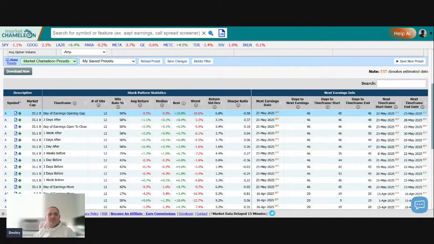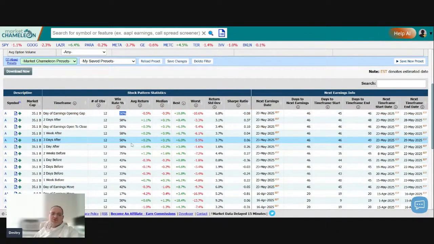So the opening gap, 50% of the time, the stock opened higher. Okay, so 50-50. Half the time it opened higher, half the time it opened lower. In those 12 observations, how did it do on average?